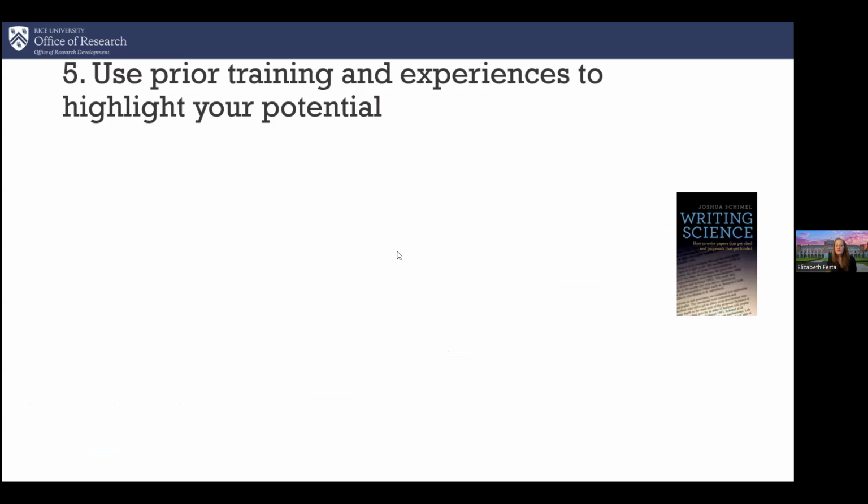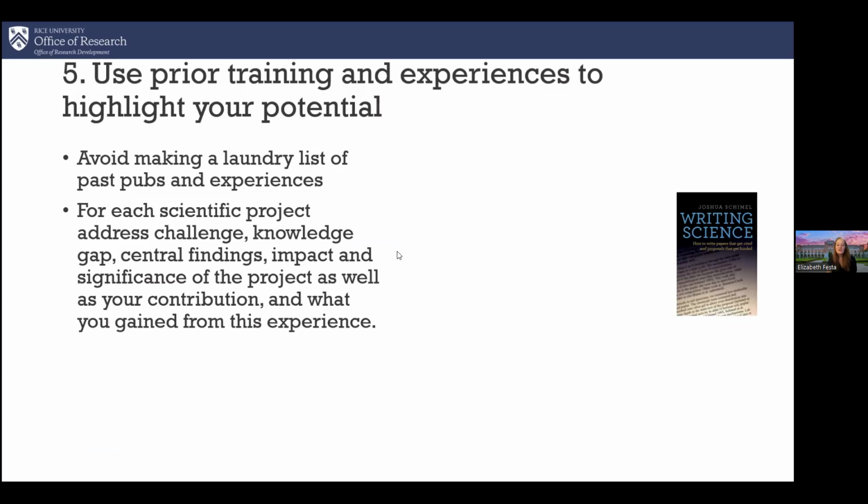You want to also make sure that when you're writing up your past experiences, you're not just making a laundry list, you're really making it your own. For each past scientific project that you've worked on, you do want to address the challenge, the gap, the findings, the impact and significance, as well as what you contributed to it and what you gained from it to the greatest extent possible.